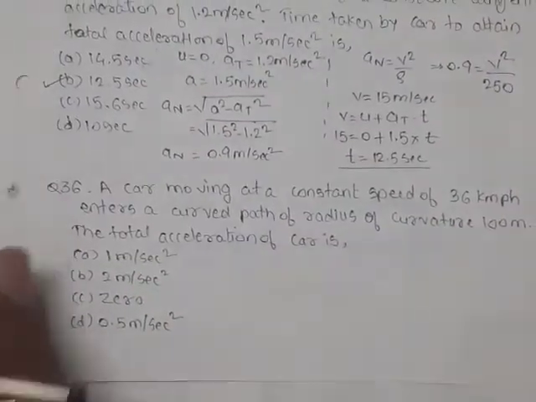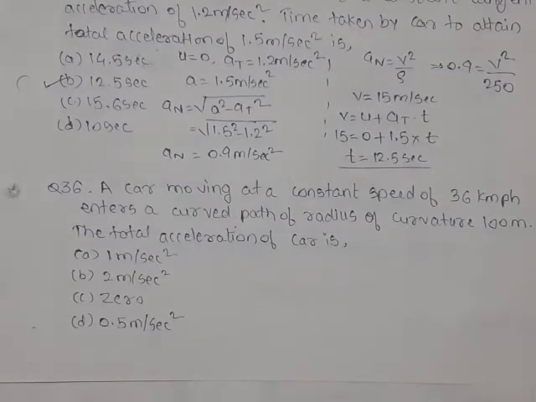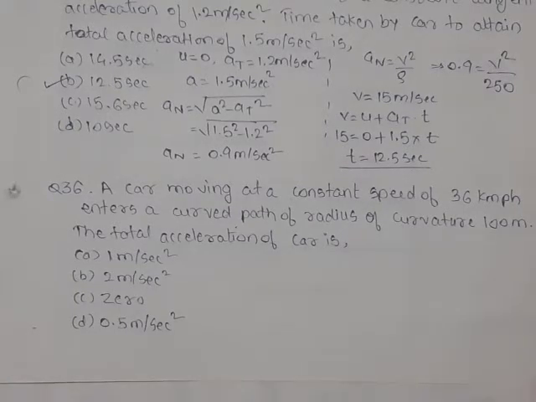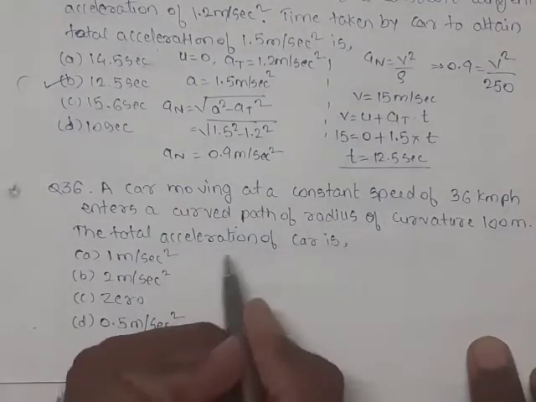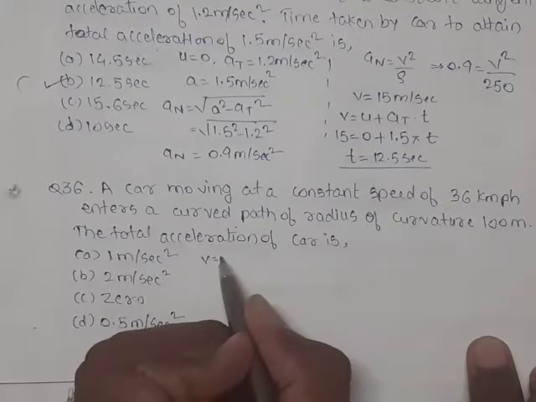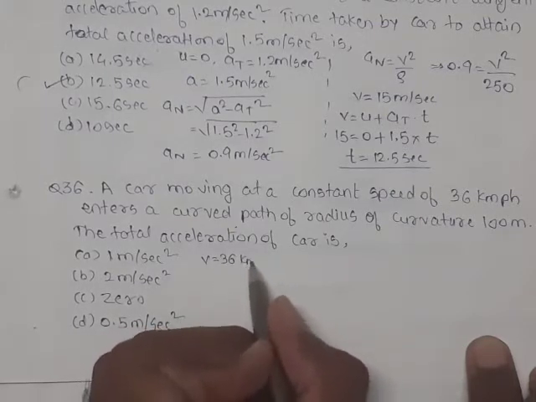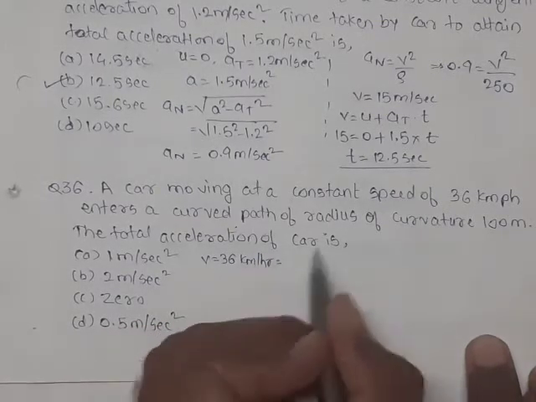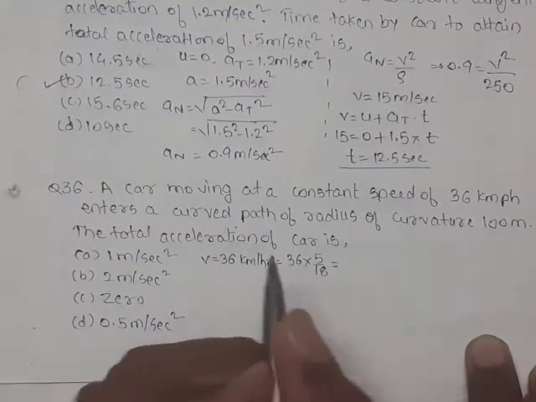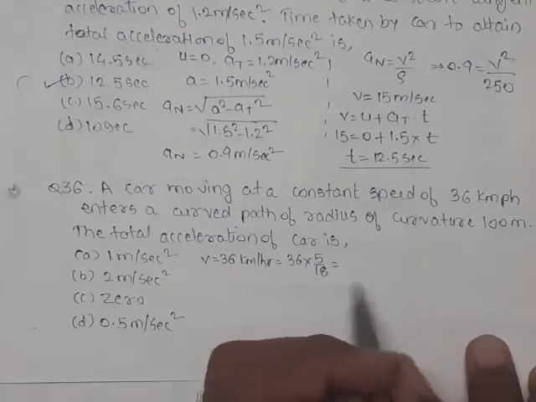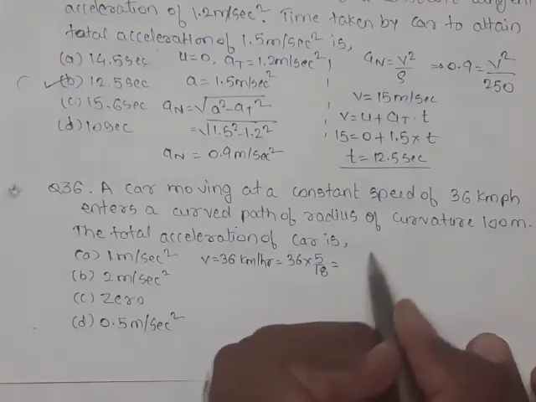Question 36. A car moving at a constant speed of 36 km per hour enters a curved path of radius of curvature 100 meters. The total acceleration of the car is. So here we have velocity v, which is 36 km per hour. If we convert it into meters per second, it is 36 into 5 by 18, and this value comes to be 10 meters per second.